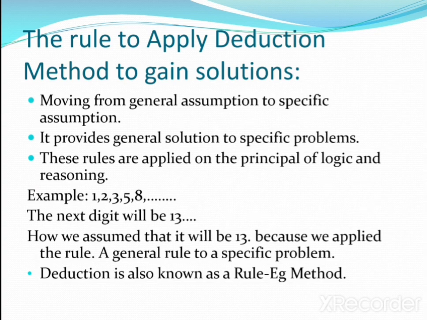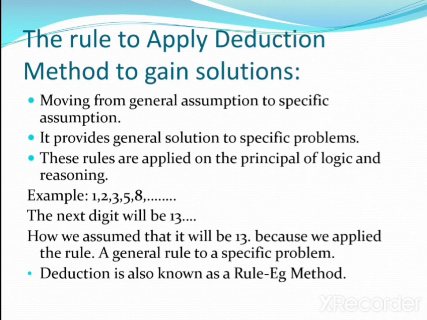Now there is a rule to apply deductive methods to gain a solution. Basically, deductive methods move from a general assumption to a specific assumption. It means there is a general formula and we apply it to a specific kind of question or a specific kind of problem. It provides a general solution to specific problems as well. These rules are applied on the principles of logic and reasoning. Obviously, these rules might be derived from something that is logical, something that is reasonable, something that has truth in itself.